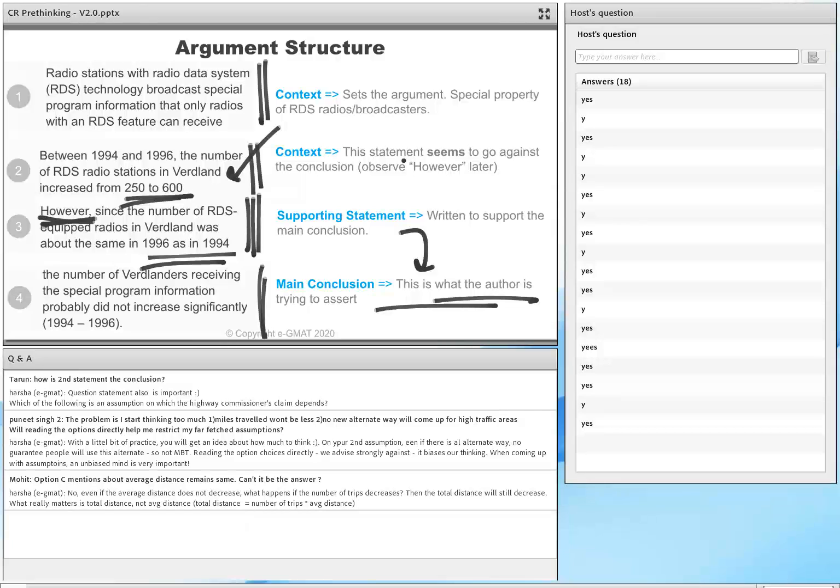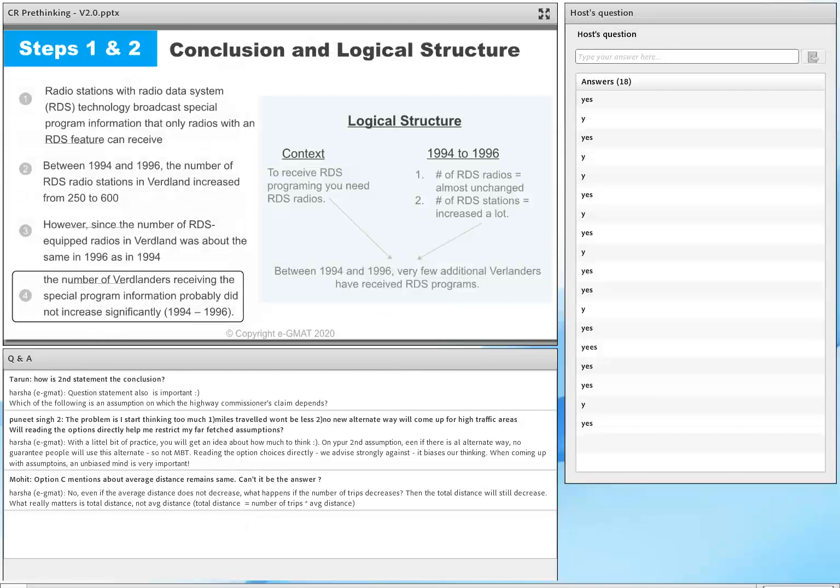It really says that radio systems with this RDS technology broadcast special program information that only radios with RDS technology can receive, which means that you need a mated set. You need a radio station with the technology, you need the receiver with that technology to receive this thing called special program information. Okay.